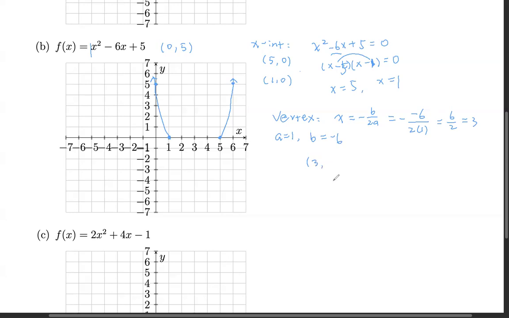We need to find f of 3. So we have 3 squared minus 6 times 3 plus 5. 3 squared is 9. 9 minus 6 times 3, 18, plus 5. Well, 9 plus 5 is 14. 14 minus 18 is negative 4. So our vertex is (3, negative 4). 3 right in the middle, negative 4 right here. That's our vertex.